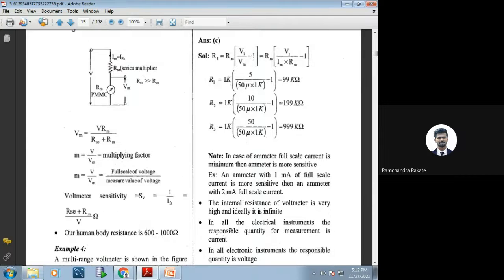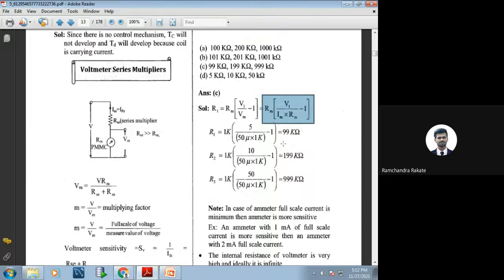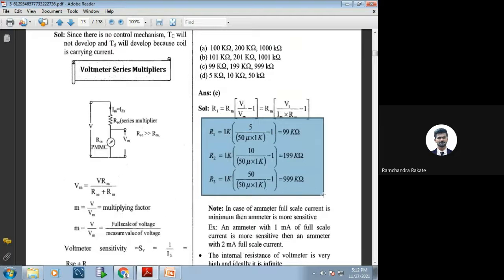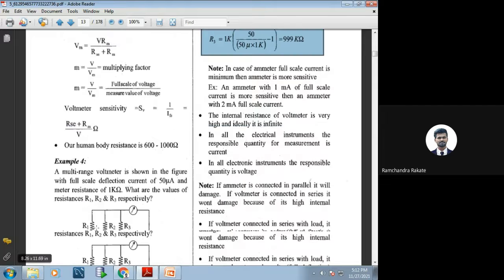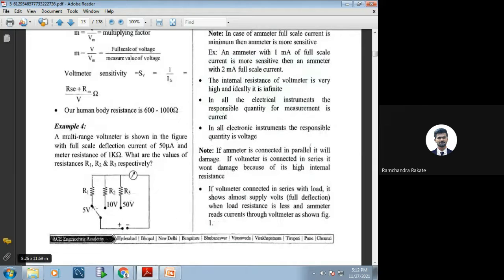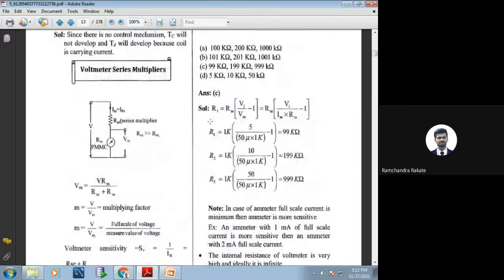So if you simply put this value in the equation, you will get the values. Just put this value and let me know whether you obtain the same value or not. Only you have to change the voltage source. Correct? First you have to take 5 volt, then 10 volt, then 50 volt. Just put these values in the equation and let me know what you obtained.